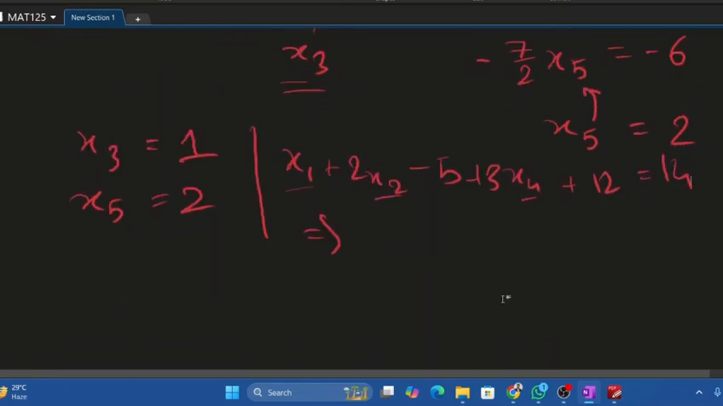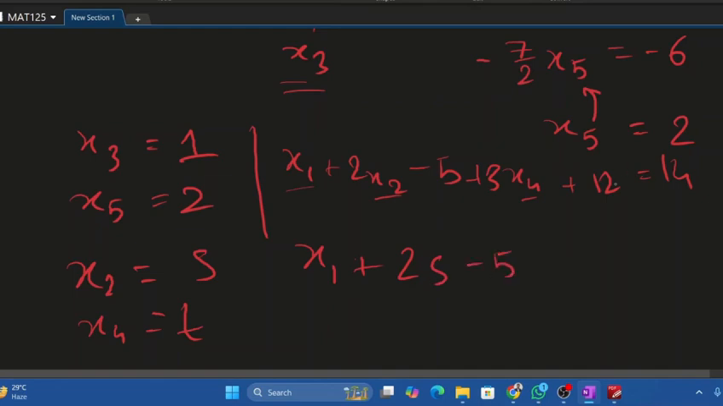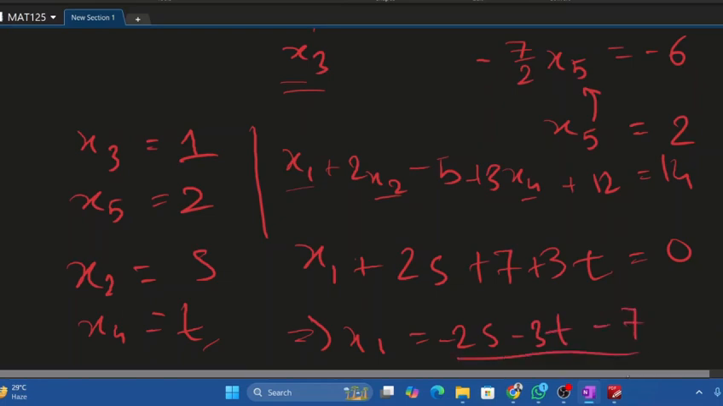In that case what we will have to do is set arbitrary values for x2 and x4. So let's say x2 is s, x4 is t. Set some arbitrary value and then define the value of x1 according to that. So x2 is s, so 2s, and then minus 5, plus 12 is plus 7, and then 3 into t, x4 is t, so 3t, equal to 0. Then x1's value will be minus 2s minus 3t minus 7. This is the value of x1.